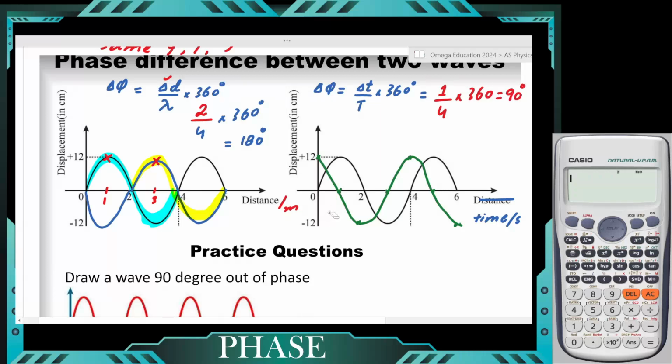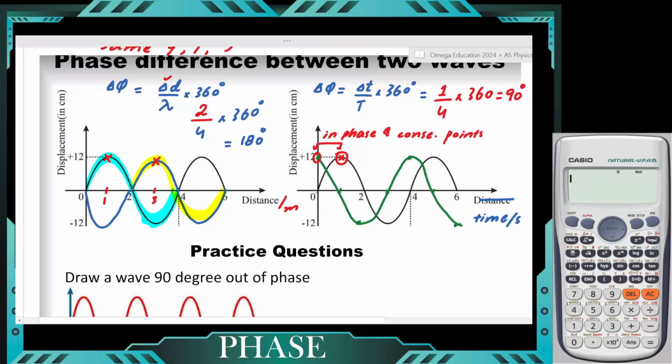Let's choose some other points. I want to choose the peak of the first one over here and the peak of the second wave. So these 2 points are also in phase. These 2 points are consecutive in-phase points, or adjacent in-phase points, for the 2 waves. In phase and adjacent, exactly one after the other, consecutive points.